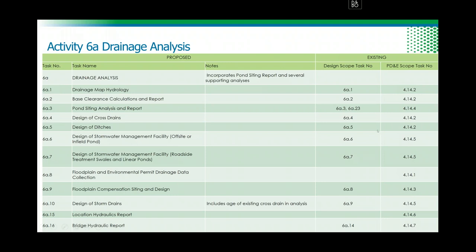Pretty much all the columns are covered. Drainage map, hydrology, base clearance and calculation. I believe we added the report. Previously, we did not have a report. We are required to prepare a base clearance calculation report, so it will be both analysis and reporting. The corresponding task for that is 4.14.2, pond siting analysis and report. We have now, in the same area, added the information from PD&E, which is 4.14.4.